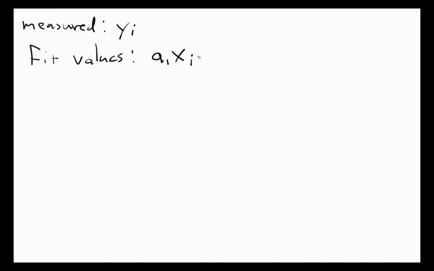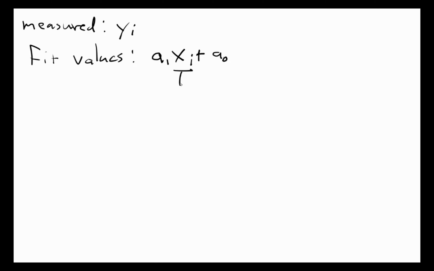The question then becomes, how do we determine the equation of a line that best fits the measured data? Let's say we have these data points y sub i and a set of fit values. In other words, for each data point y sub i, we have a fit value related to y sub i by a line. So we'll have two constants, the slope, which we'll call a1, which is multiplied by an x value, and the intercept, which we'll call a0.